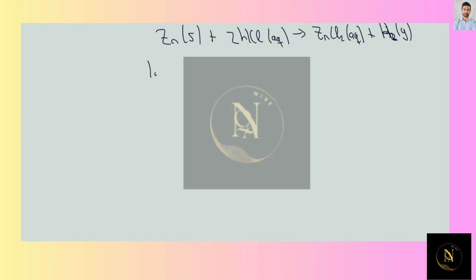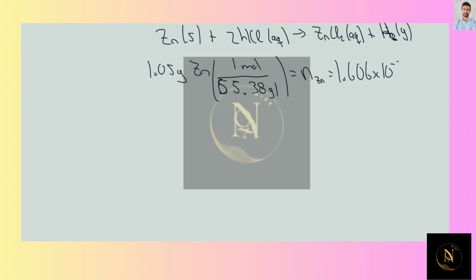So we're starting with 1.05 grams of zinc metal. We're told that the hydrochloric acid is going to be in excess, so the reaction is going to be measured with respect to the amount of zinc that we have. The amount of moles of zinc is going to be related to the molar mass. We need to divide by the molar mass, which is 65.38 grams per mole. So the amount of zinc that we had is equal to 1.606 times 10 to the minus 2 mole.